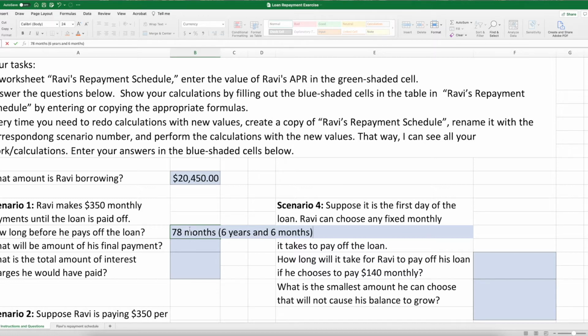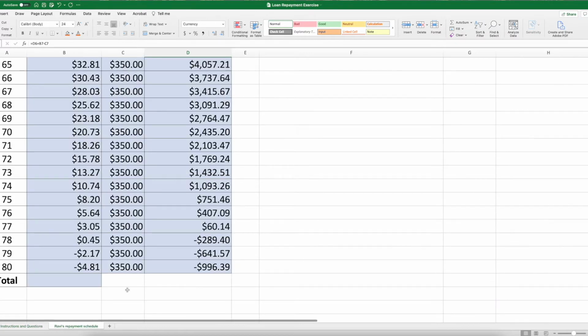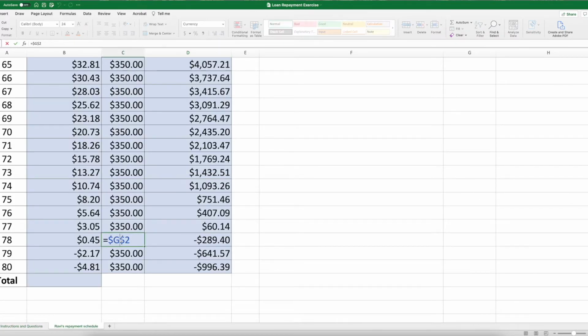That's how long it's going to take him to pay off the loan if he's making a monthly payment of $350. What will be the amount of his final payment? Now you might say, well, isn't he making a payment of $350 every month? So shouldn't that be his final payment? But here's the thing. In the last month, if he pays $350, then he would be overpaying.